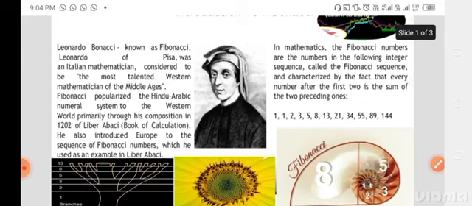In mathematics, the Fibonacci numbers are the numbers in the following integer sequence, called the Fibonacci sequence, characterized by the fact that every number after the first two is the sum of the two preceding ones. For example: 1, 1, 2; 1 plus 1 is 2, 1 plus 2 is 3, 2 plus 3 is 5, 3 plus 5 is 8, 8 plus 13 is 21, 21 plus 34 is 55, 55 plus 34 is 89, 89 plus 55 is 144, and so on.